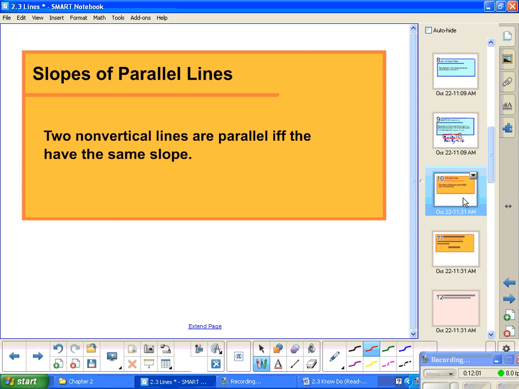Parallel lines, slopes of parallel lines. Two non-vertical lines are parallel if and only if they have the same slope. Remember that this phrasing, IFF, is the abbreviation for the phrase if and only if. It looks like I have a typo there. They have the same slope.